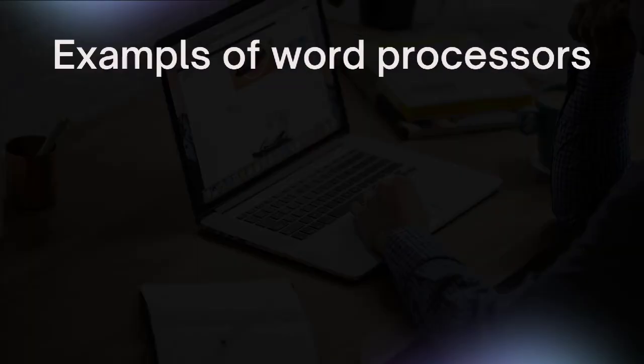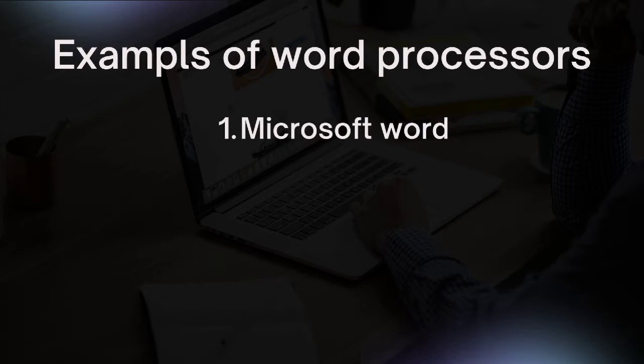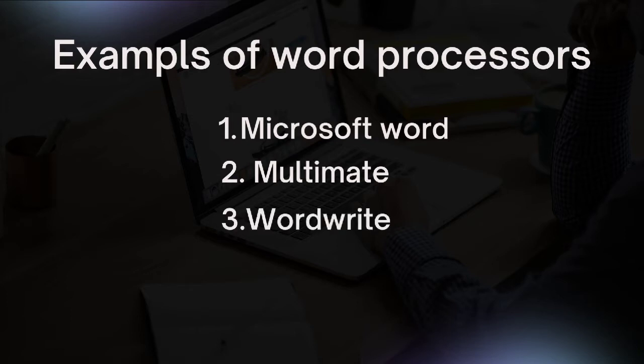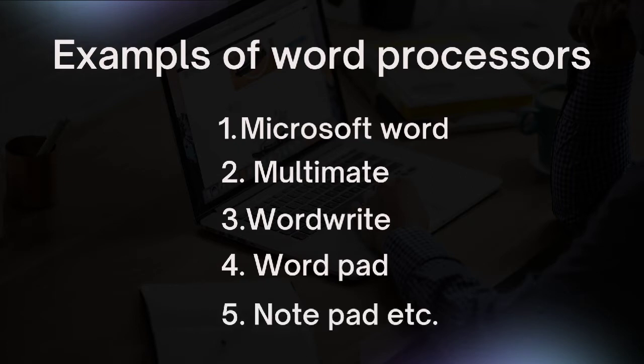Now, let us look at the examples of word processor. Well, word processor has different examples, alright? Some of these examples include: 1. Microsoft Word. This is an example of a word processor. Other examples include Multimate. Then we have another one called the WordWrite, and there is another one called WordPad and Notepad, etc.